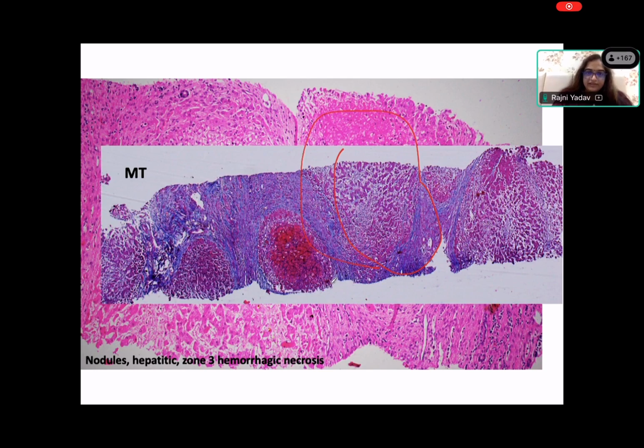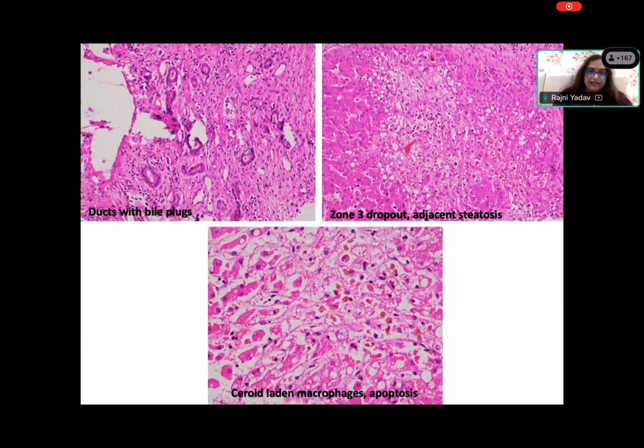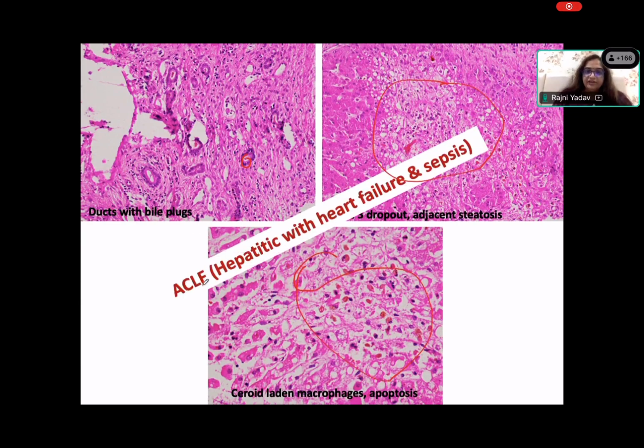See here also, you can see these are the nodules. So this was a cirrhotic liver. Already the patient had CLD, and see, these are the ducts. In the ducts you have bile plugs, and here you have zone 3 hemorrhagic necrosis. Then these necrosed areas are replaced by steroid-laden macrophages. So basically you have got acute upon chronic liver failure. Hepatitic was the chronic liver disease etiology, whereas heart failure and sepsis are the acute events.